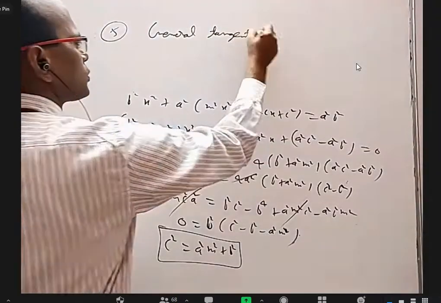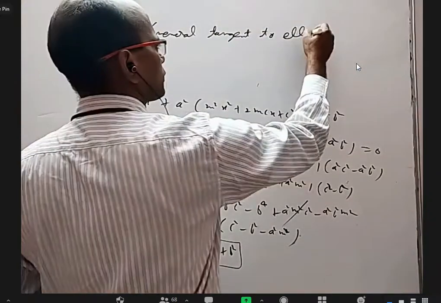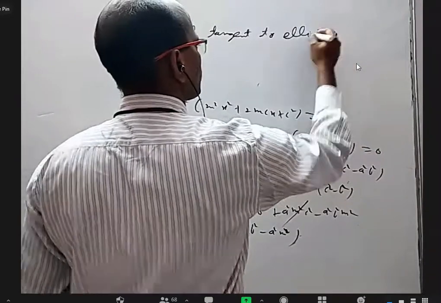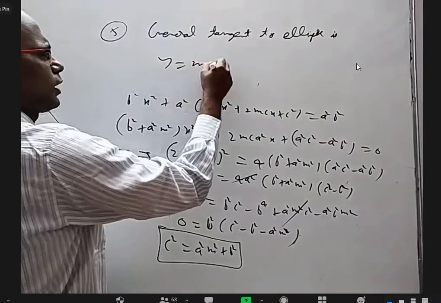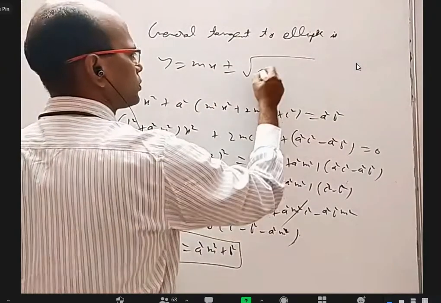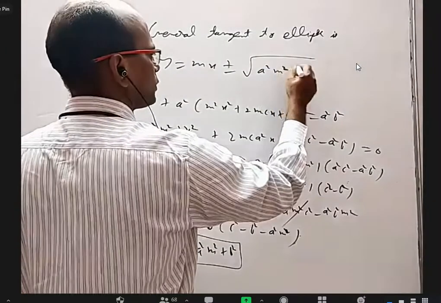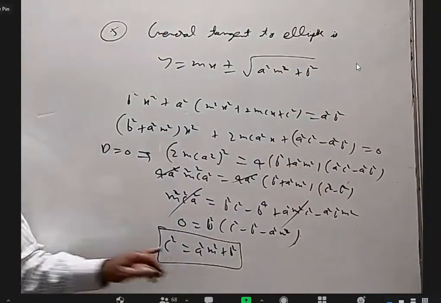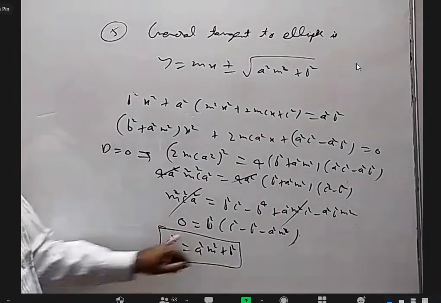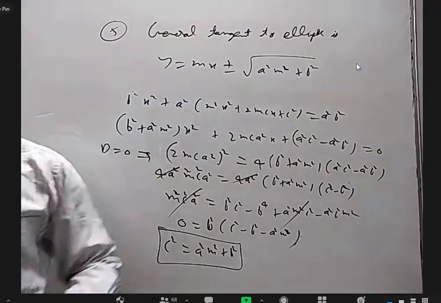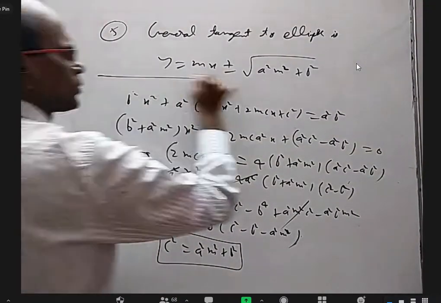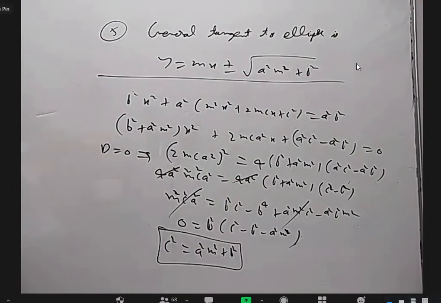General tangent to the ellipse is y equal to mx plus or minus root over a square m square plus b square. Because we got c square equal to a square m square plus b square, c is plus or minus, substitute. So that is the fifth statement, which obviously follows from the fourth point.